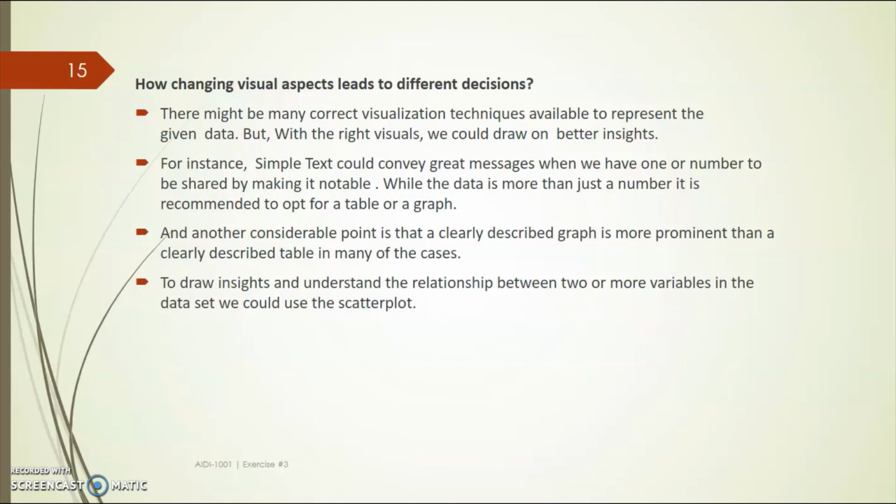But to understand data and its inference, when we have more numbers, we should use a table or a graph. And a clearly described graph gives a better idea about the data than a clearly described table in most cases. And also, in order to draw insights and understand the relationship between two or more variables in the dataset, we could use the scatter plot.